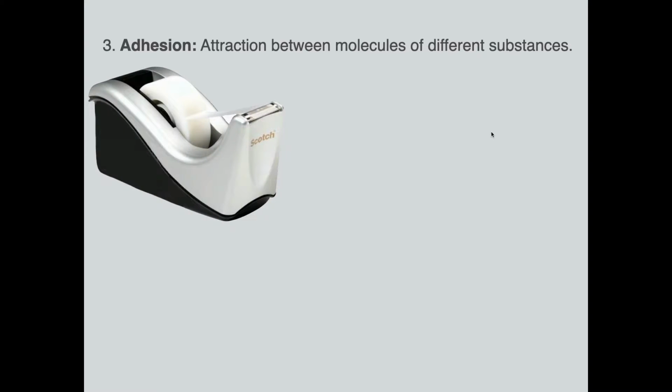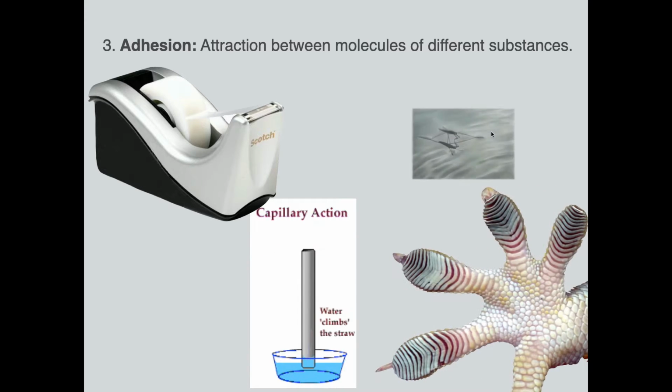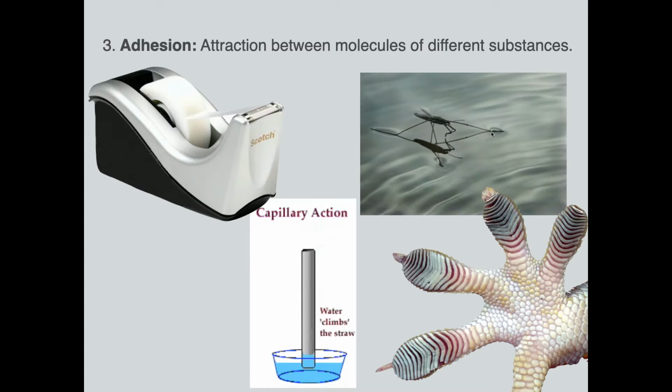Adhesion. Adhesion is attraction between molecules of different substances. You've probably seen this before with a tape dispenser. Obviously, tape is attracted to itself. That would be cohesion. But it also is attracted to paper. So if you put a piece of tape close enough to the surface of a piece of paper, it will automatically adhere to it. That would be, again, attraction between different substances. Also, it's the reason why if you dip a straw in a liquid like water, the water will travel up the inside of the straw a little bit. There are plenty of examples of adhesive forces, right? You've got water bugs and you've got gecko feet, things like that.